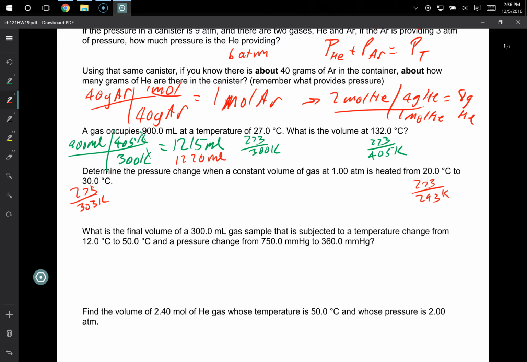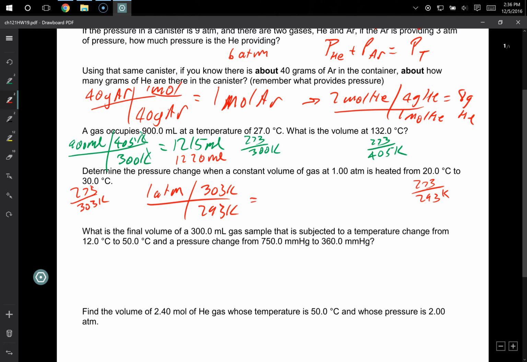So what I have here is a canister whose size isn't changing, and I'm increasing the temperature of the gas inside the container. What's going to happen to the pressure inside the container? It's going to go up. So I've got 1 atm, and 303 K over 293 K. That gives 1.03 atm.